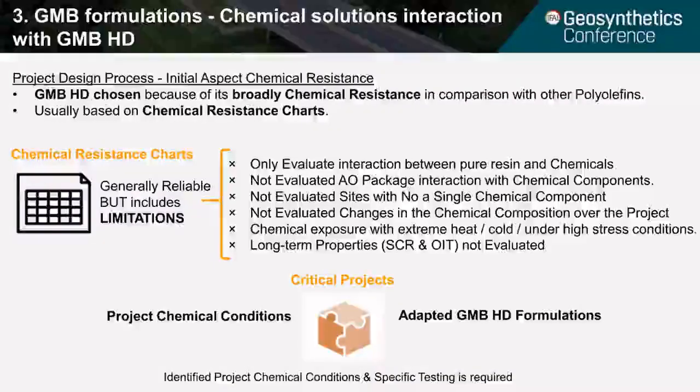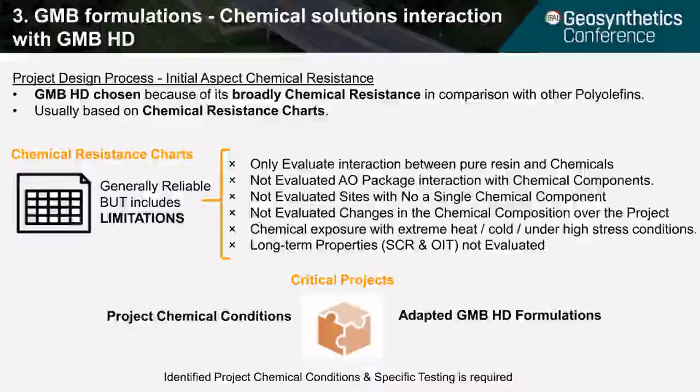An initial aspect to take into account in a lining design is the chemical resistance. HDPE geomembrane is normally chosen because of it in comparison with other polyolefins. This normally is based on chemical resistance charts. These tables would be generally reliable, but there are many situations where specific testing is required and further assessment is needed. These tables only evaluate interaction between pure resin and chemicals.